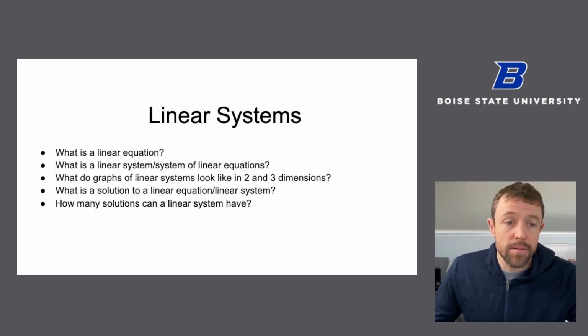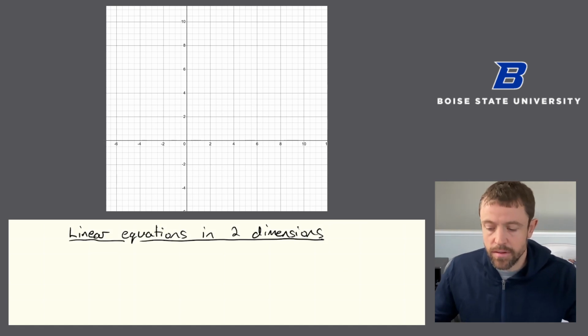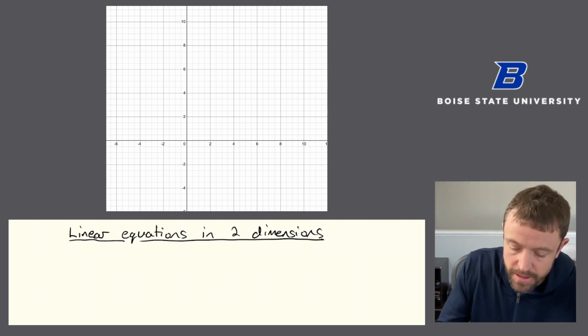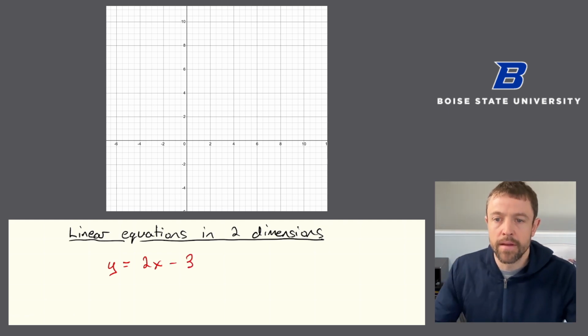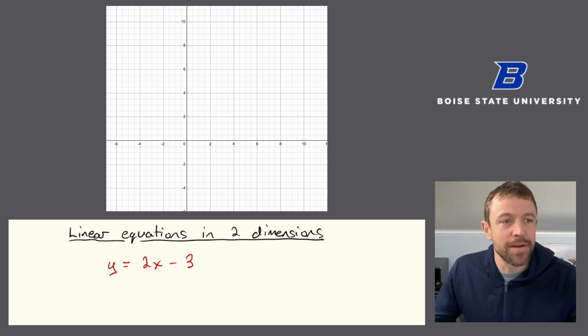So I think the place to start is 2 dimensions. So I want to look at linear equations in 2 dimensions. And I think that the first place that almost everyone sees a linear equation is in their first algebra class, and that equation looks like y equals mx plus b. So something like y equals 2x minus 3. And this is a linear equation. I'm not gonna come in and say that this no longer counts as a linear equation.